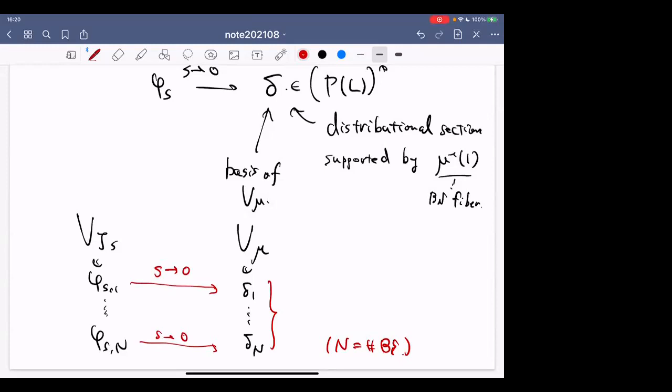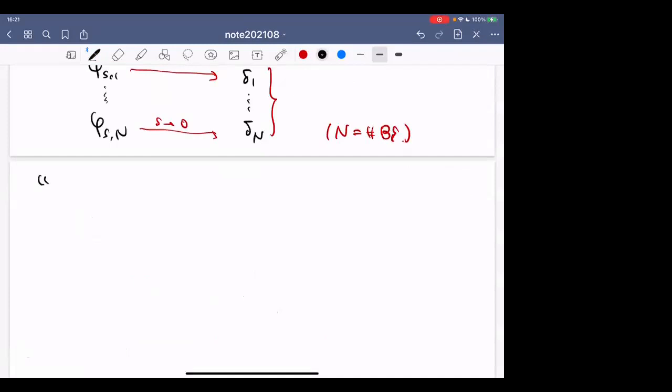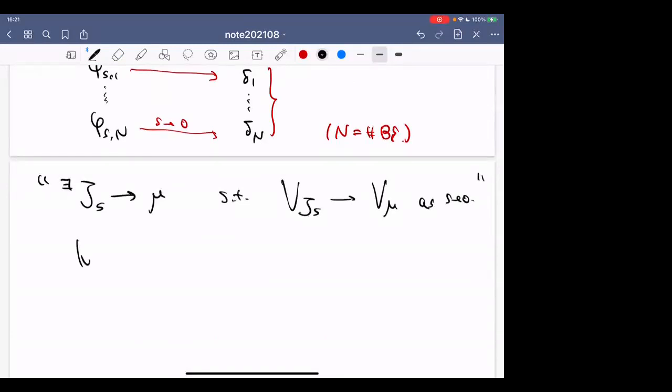Then there are several examples such that this type of convergence holds. There are several examples of the result that there exists a one parameter family of omega converging to mu such that the vector space V JS converging to V mu as s goes to 0 holds in the case of the following.